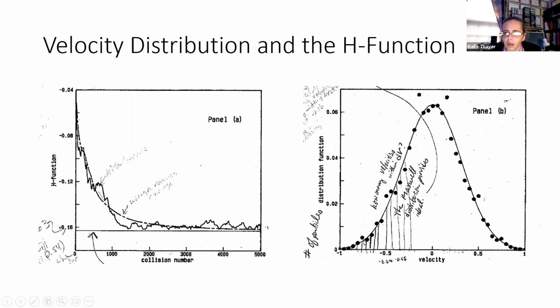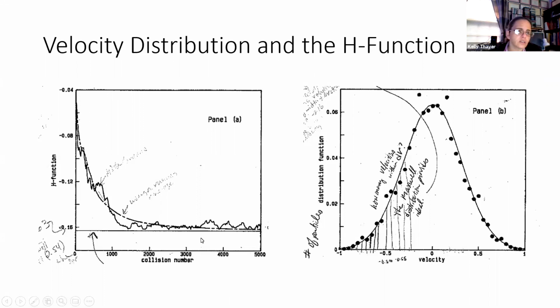Then we count up how many particles we actually observed at these points and ask the question, how similar is this to the actual distribution? The H function will be related to this. What we see is the actual decay, right? This is the collision number, and the particle distribution is going to become more and more like the Gaussian distribution.